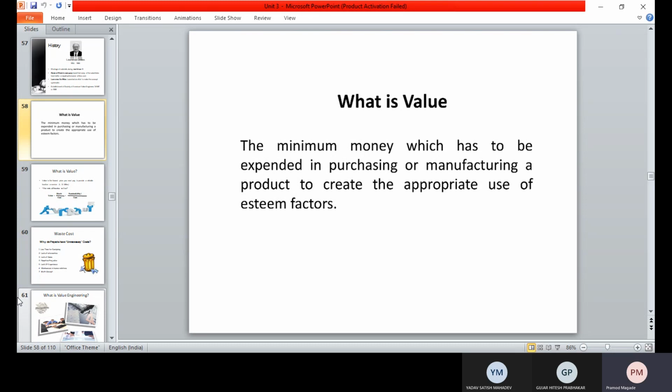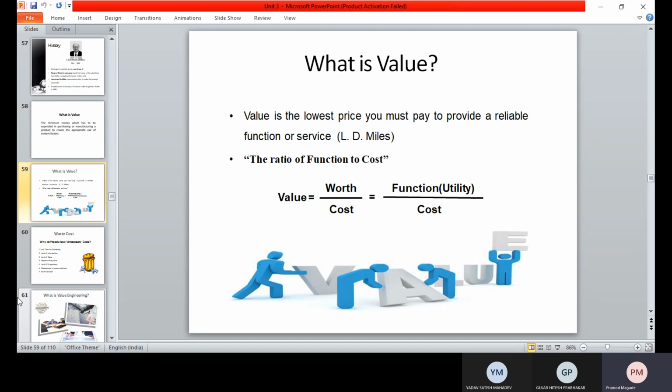Okay, so this is about the value. Then, as I told you, the basic factors of value are the utility or function, how it works, and the cost. Through these we can define the value. Here also again a different kind of wording is there. Value is the lowest price you must pay to provide a reliable, meaning quality, reliable function or service. That definition is provided by Miles. Of course, the lowest price through which we can get the reliable outcomes or reliable functions, that we call value, and the basic factors are function and cost.